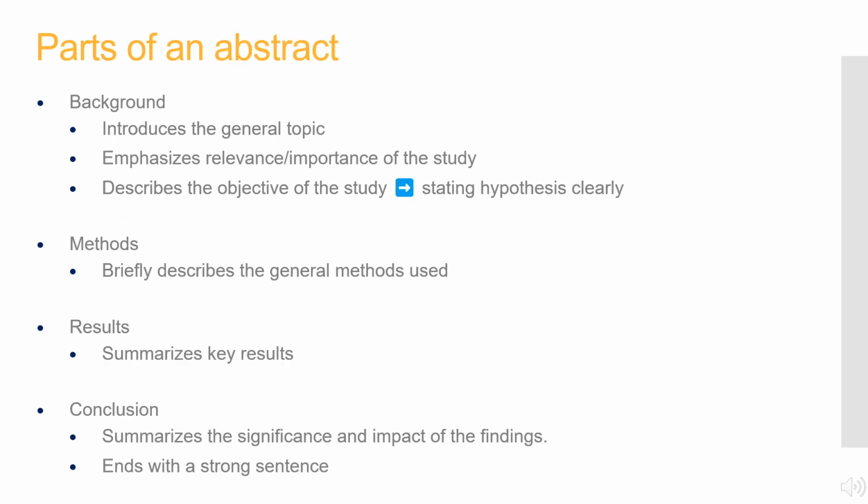All abstracts have four main parts: the background, the methods, the results, and the conclusion. The background introduces a general topic while emphasizing the relevance of the study and describing the objective, clearly stating your hypothesis. The methods section briefly describes the general methods used, the results summarizes the key results, and the conclusion summarizes the significance and impact of the findings.